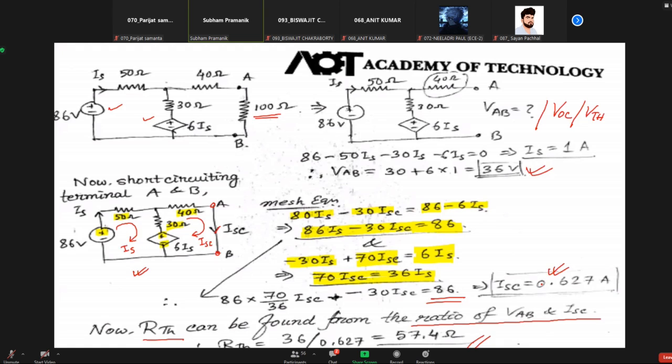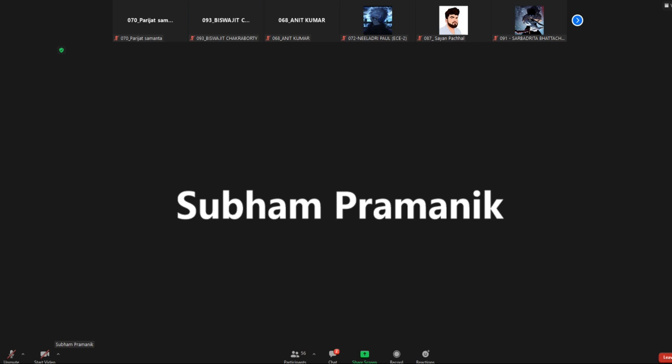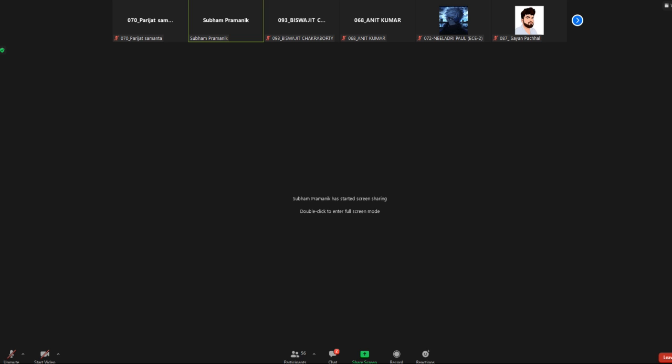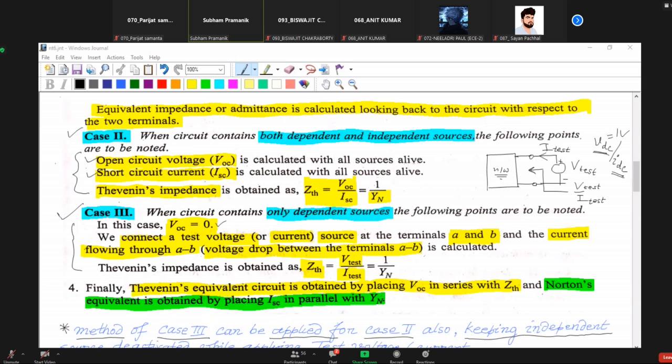Now, I mentioned this in that document. Let me show you that document again. That method of case 3, that means this test voltage method, is also applicable for case 2. I shall show you that now. You can use the test voltage method for case 2, but you have to remember that while doing so, the independent sources must be activated while connecting that test voltage or current. So let's see.